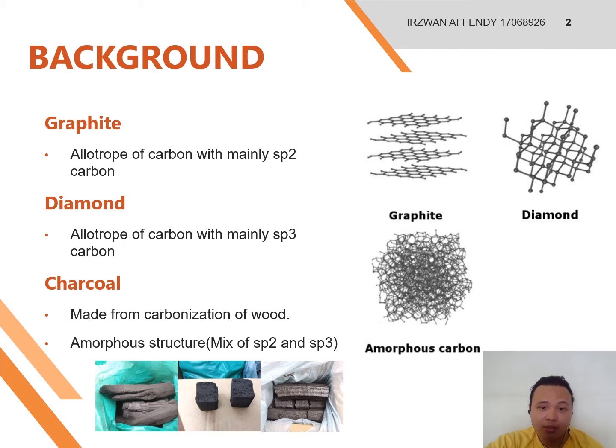graphite and diamonds, which are made of mainly sp2 or sp3 bonding respectively. Now, charcoal, which is made from the carbonization of wood through the pyrolysis process, is a type of amorphous carbon, which means that it does not have a crystalline structure like diamonds or graphite do, but instead is composed of a mixture of sp2 and sp3 bonding, and the properties of amorphous carbon depend on the ratio of graphitic sp2 and diamond-like sp3 hybridized bonds that are present in the material.